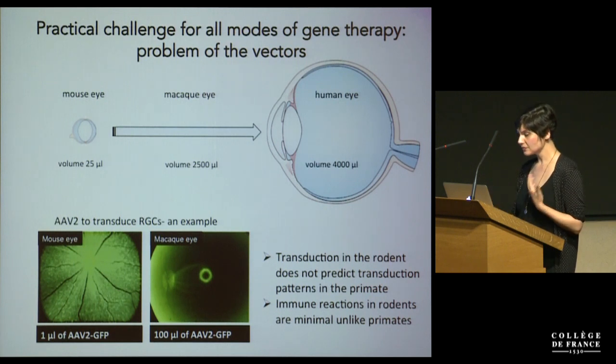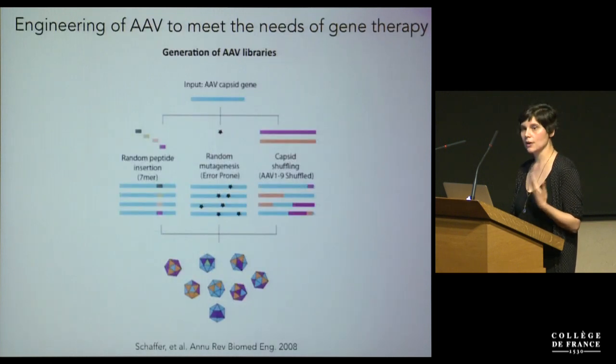So in order to make AAVs that are better for the mouse retina, let me show you an idea of how this has been done in the past. AAV can actually be engineered to perform much better in a given tissue.